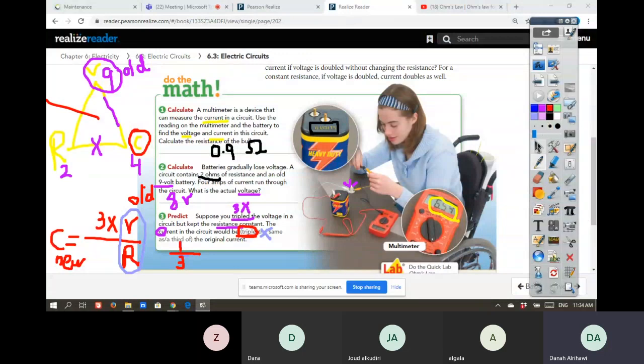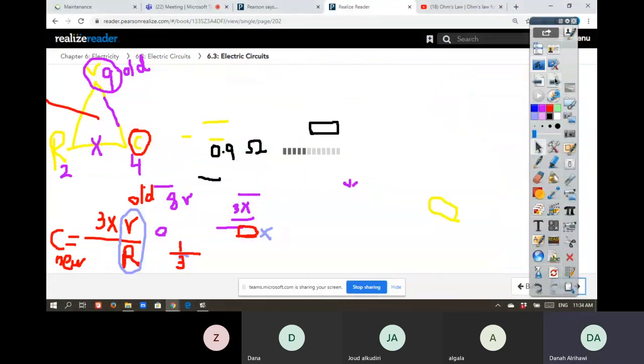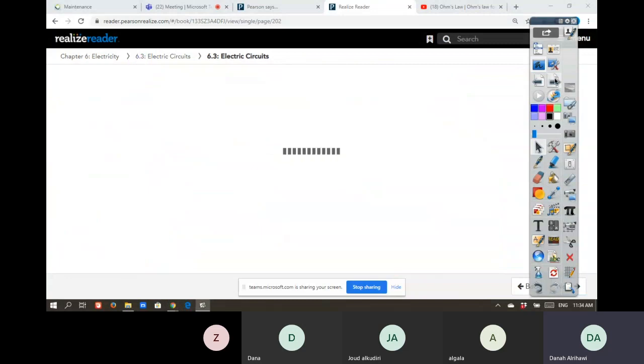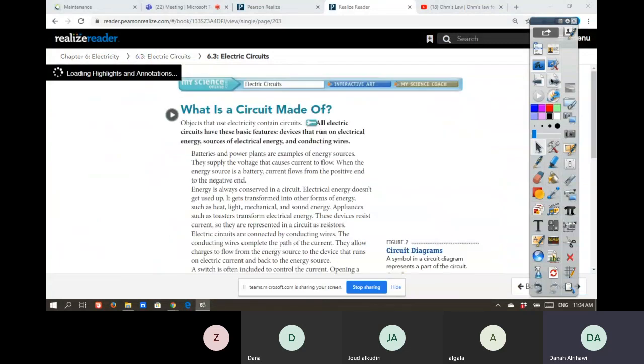Now we keep talking, and I will upload for you today a revision on Ohm's law on Classera. Please try to do it. Now we keep talking on the electric current, but we didn't mention what the circuit is made of.